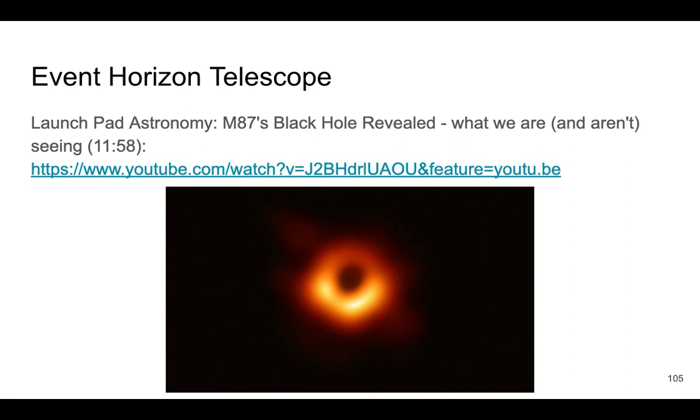That was new last year. Just about this time last year, this image was released. Basically, they did the impossible. They got an image of something that doesn't emit any light. It's really crazy.